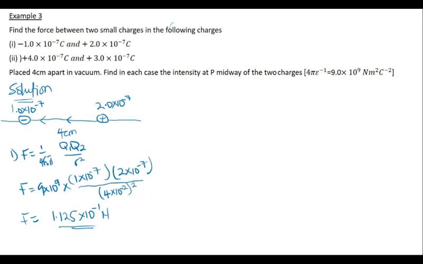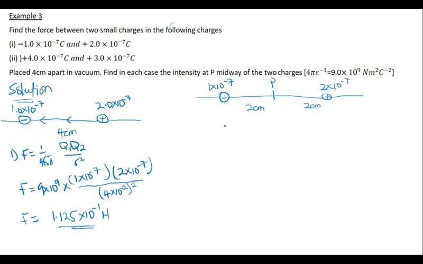The question says, find in each case the intensity at P, midway of the two charges. So if I redraw everything I have over here, the negative, the positive, and this is our midway, it means here is 2 centimeters, and this is also 2 centimeters, and this is P, our midway. We still have the charge on this to be 1 times 10 raised to the power minus 7, and the charge on this to be 2 times 10 raised to the power minus 7.